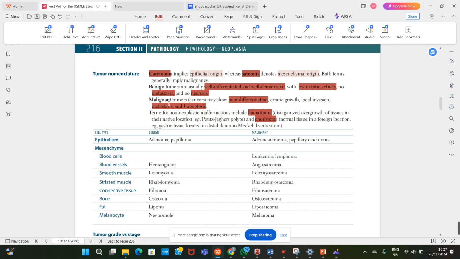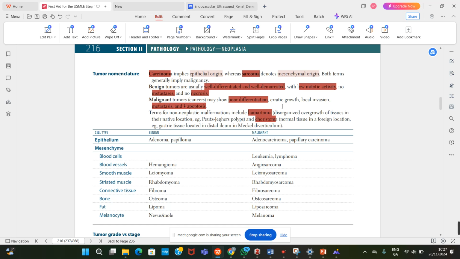Malignant tumors show poor differentiation. That is, they are anaplastic. So if they say that a cell is anaplastic, it means that it shows poor differentiation and it does not look exactly like the parent cell. It looks different from the parent cells. Their growth is erratic. You cannot predict it.